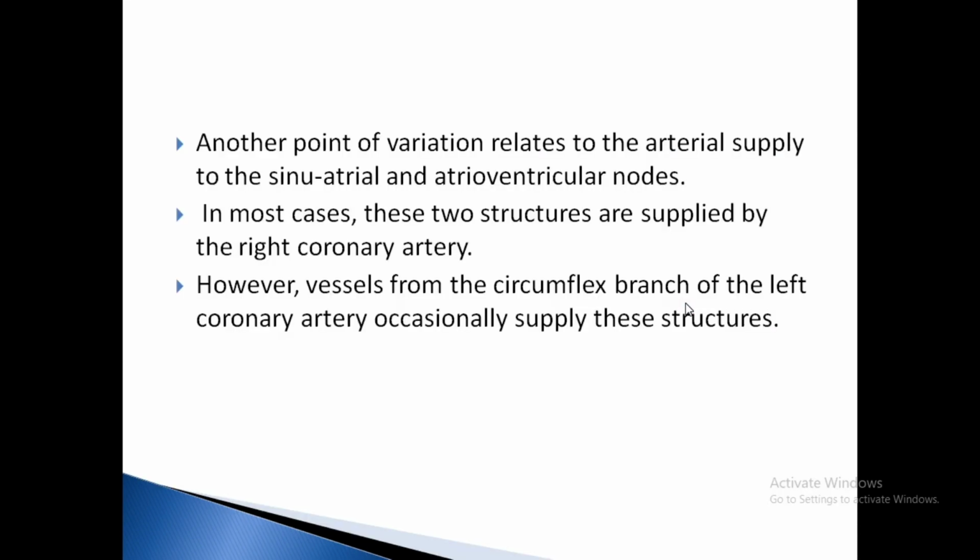Then there is another point of variation which relates to the arterial supply to the SA and the AV nodes. In most cases, these structures are supplied by the right coronary artery. However, vessels from the circumflex branch of the left coronary artery occasionally supply these structures.